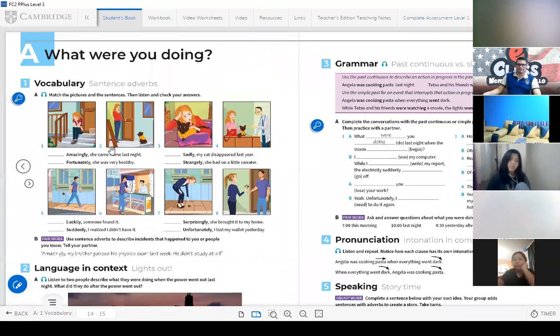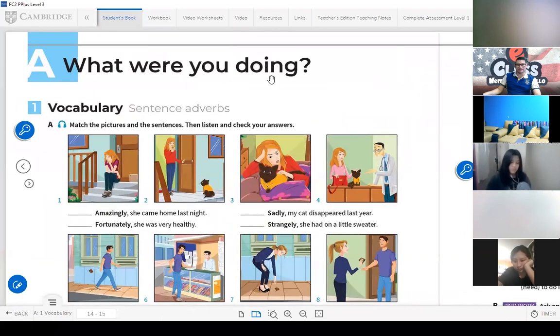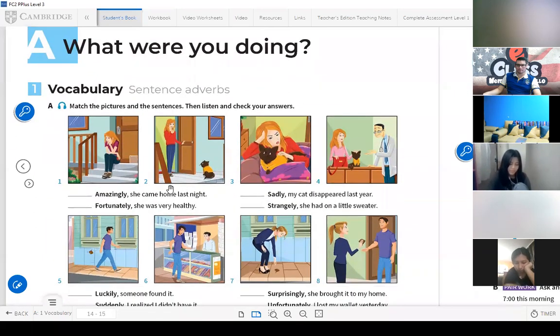Here we have this. What were you doing? Here we have this title. We have the vocabulary part, no, that says sentence adverbs. Match. Okay, I'm gonna ask another student. Let me see, let me check. Okay, let me see. Vamos a ver quién es.